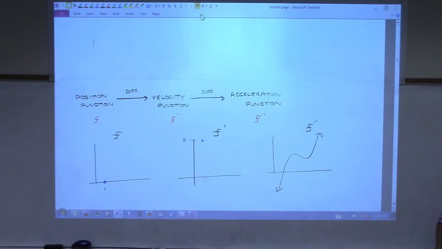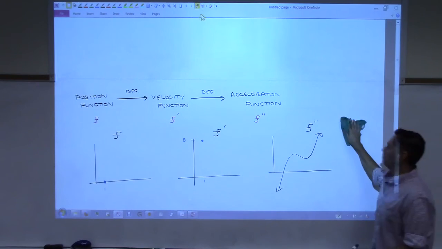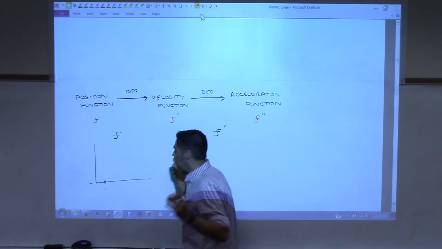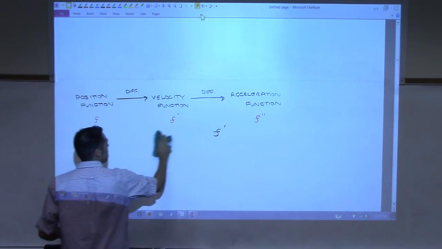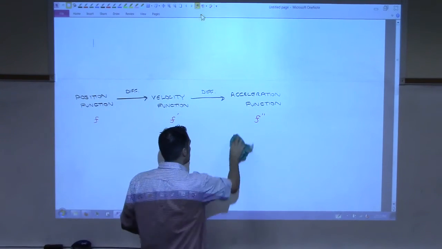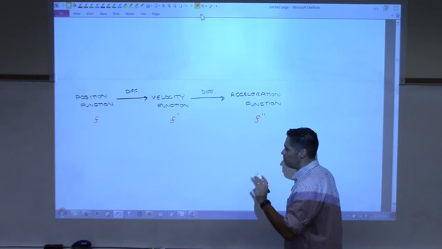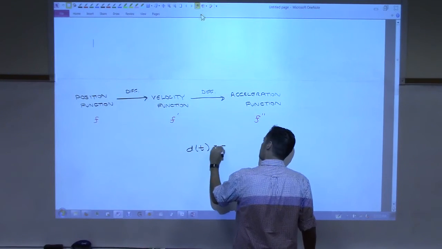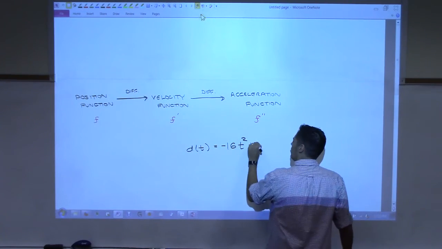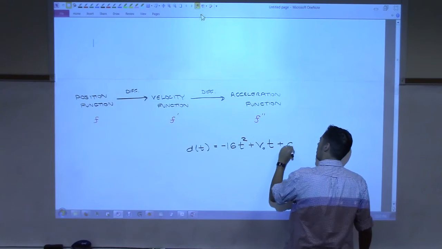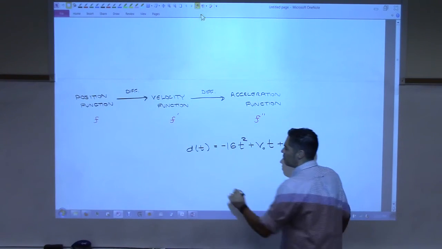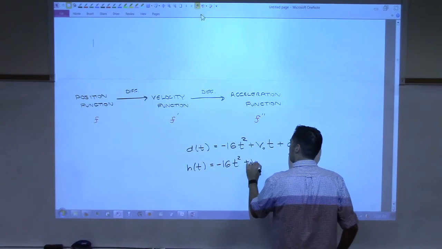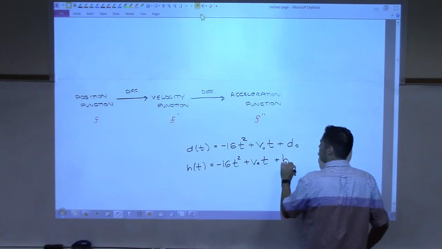Okay? Now, I know at least one of you who had me for college algebra might recall this formula. Hopefully your instructor at some point showed you some version of it. It may have looked like this: d of t equals negative 16t squared plus v naught t plus d naught. It might have also looked like this: h of t equals negative 16t squared plus v naught t plus h naught.